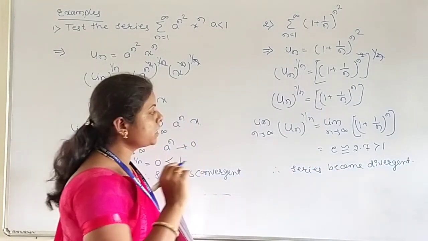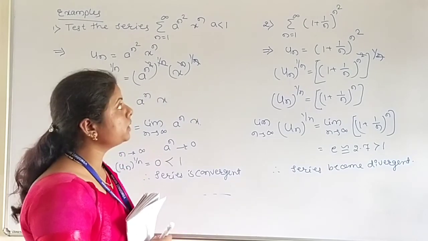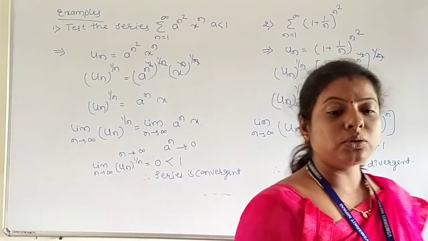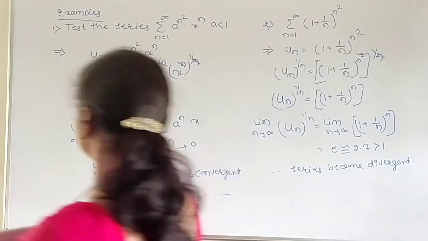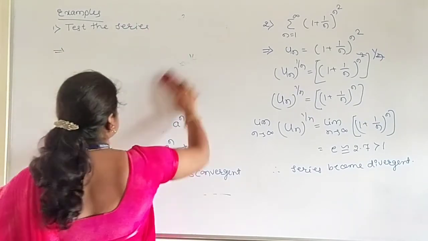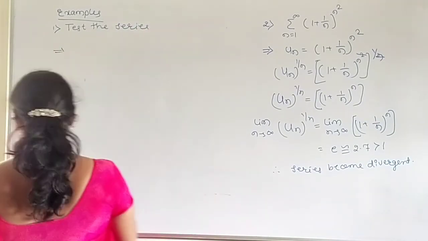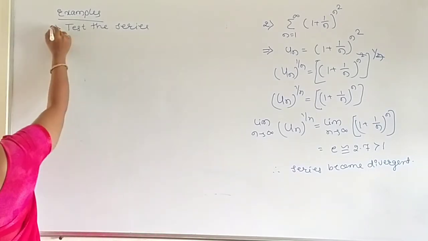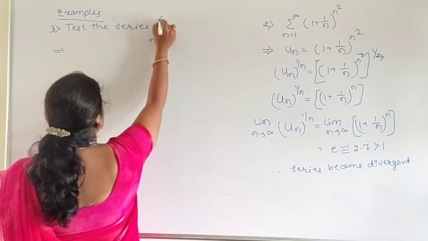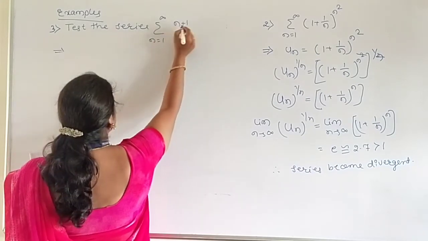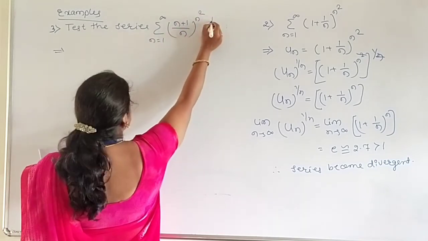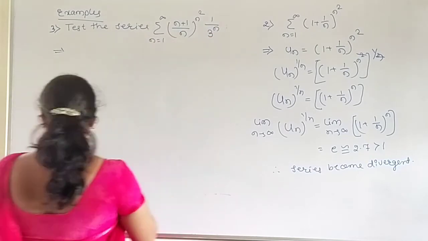Understood? How to recognize the series? We have to determine whether it is convergent or divergent. Now we have to take one more example: summation n equals 1 to infinity, (n plus 1) divided by n to the power n square, times 1 divided by 3 raised to n.